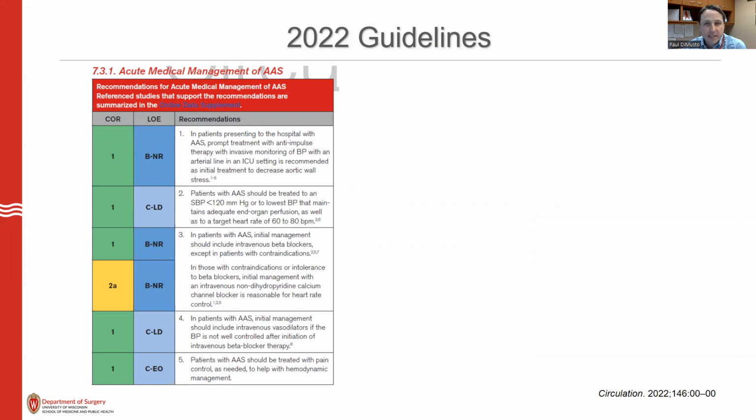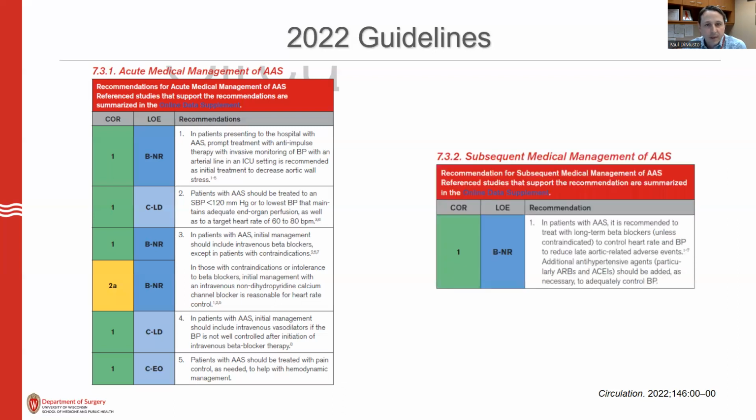The target should be a systolic blood pressure less than 120 millimeters of mercury and a heart rate between 60 and 80 beats per minute. This is typically done initially with a beta blockade to reduce impulse. And in those that have contraindications to beta blockade or need a second agent, calcium channel blockers can be used. Vasodilators are used later in therapy once beta blockade or calcium channel blockade is in place to prevent reflex tachycardia. Pain control is also important.